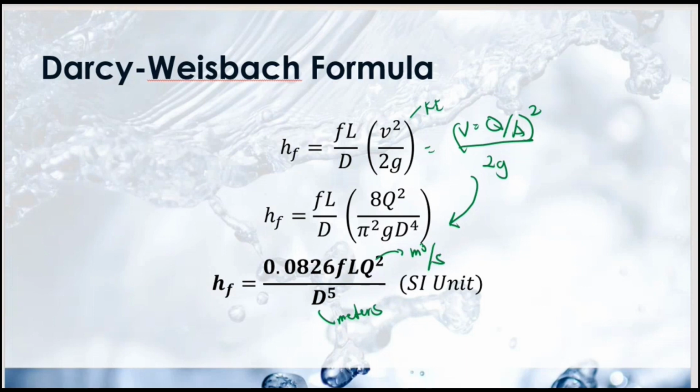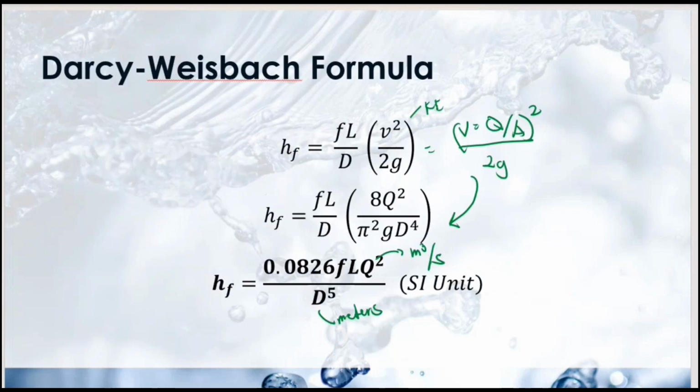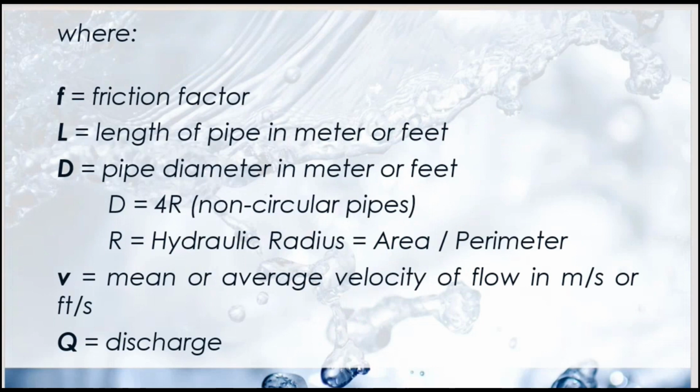So these are the known values that we have. As I have said, f is the friction factor, L is the length of the pipe in meters, and D is the diameter of the pipe in meters or feet. If the equation that has been presented to you is in SI units, and if the givens are in English units, you have to convert them to SI first. Then we could use this direct formula, 0.0826 fL Q squared over D raised to 5. Again, D is the pipe diameter in meters or feet.